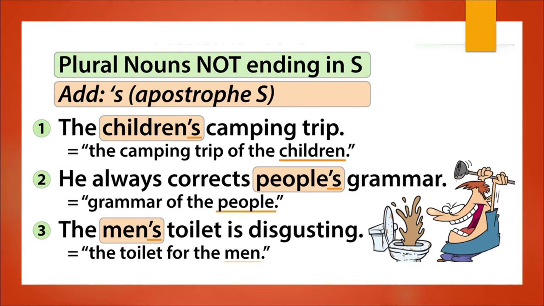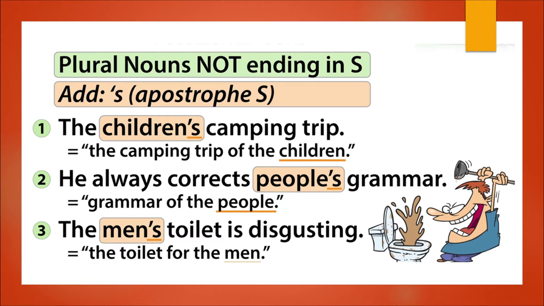The third example. The men's toilet is disgusting. Okay? What is disgusting? The men. The toilet for the men. Okay? So, man, M-A-N, is singular. Men, M-E-N, is plural. Man, men. Men's toilet. Because we are talking about a possessive noun in the plural form. Okay? The men's toilet is disgusting.